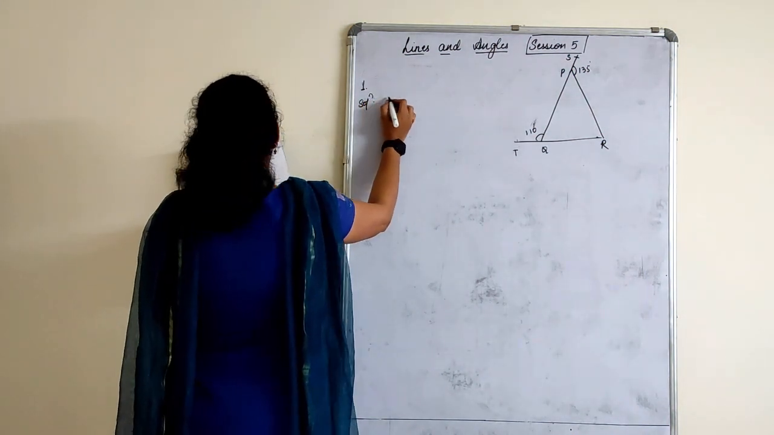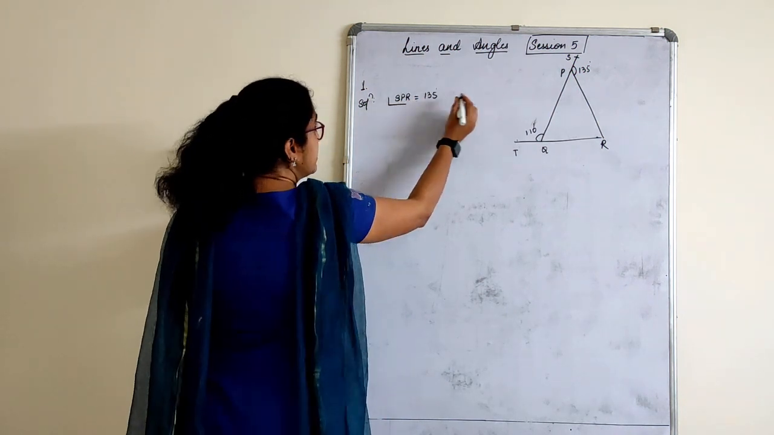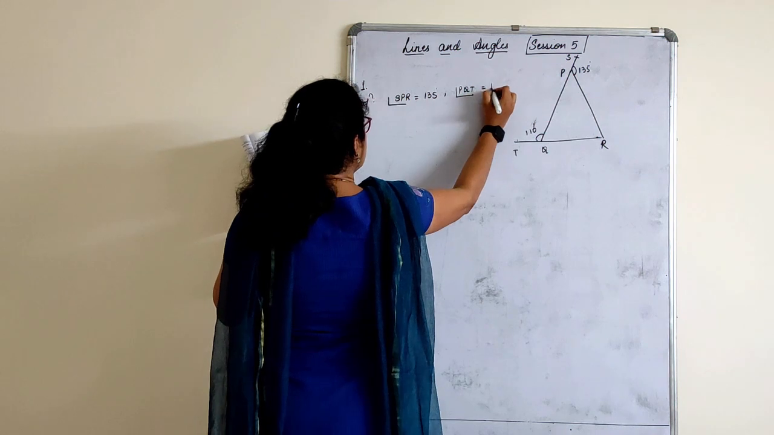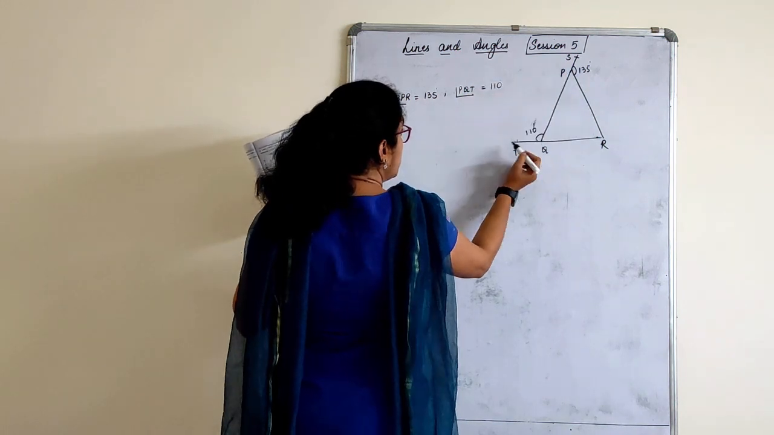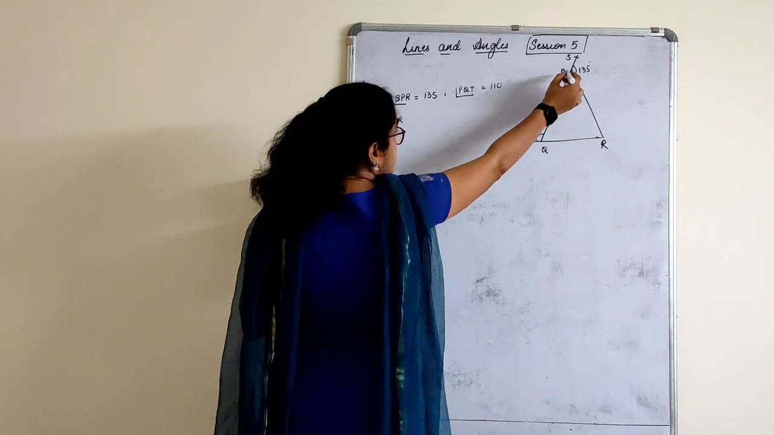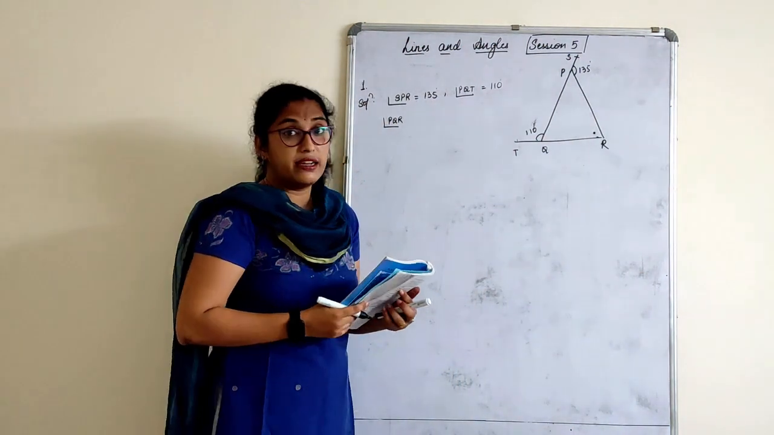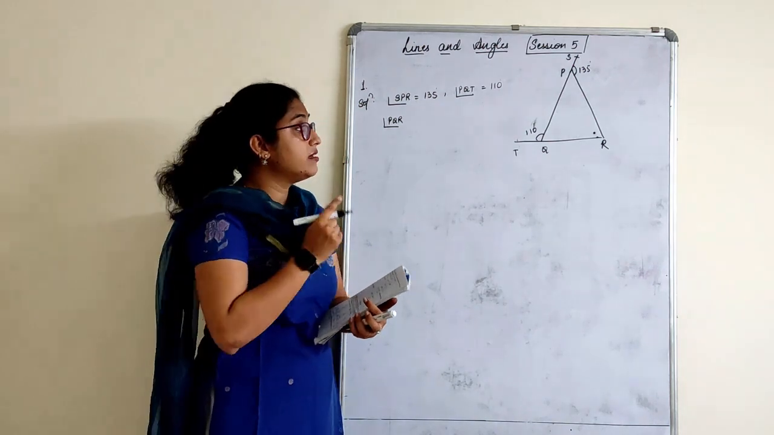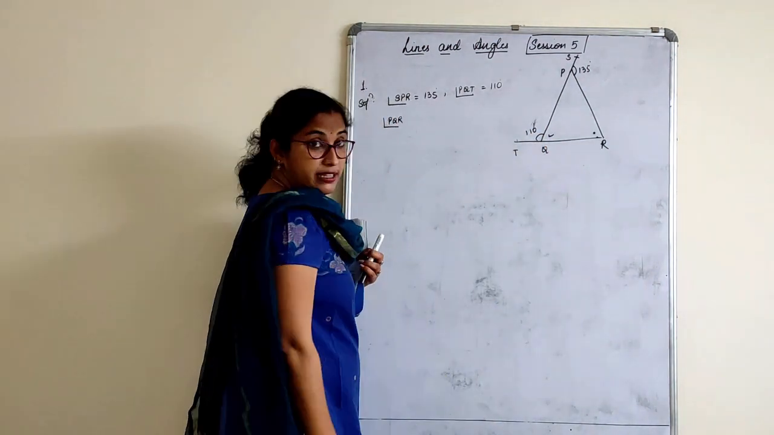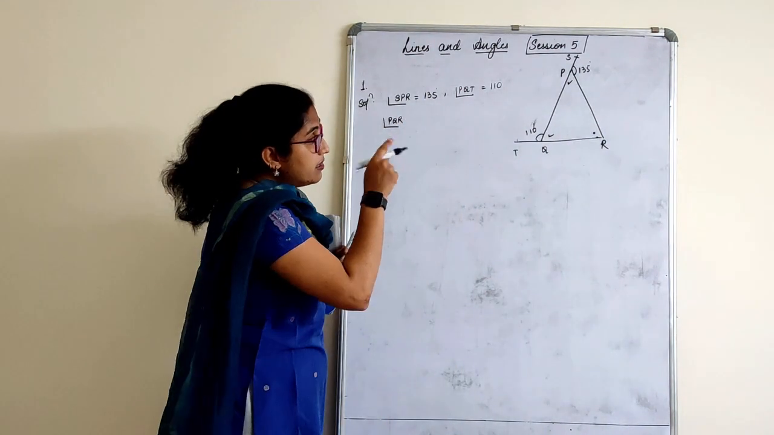Solution. Given: angle SPR is equal to 135 degree and angle PQT is equal to 110 degree. What we have to find? Angle PQR. This angle we have to find. Now, why have they given two angles? That means we have to make use of these two angles to find angle R. So, first of all, using linear pair we will find this angle. Using linear pair we will find this angle. Angle sum property, we can find the R angle.